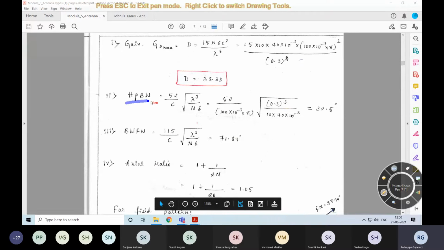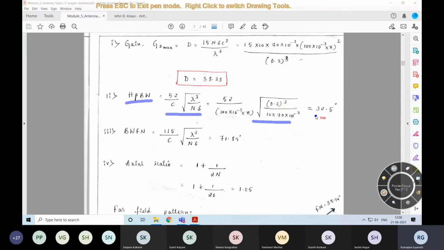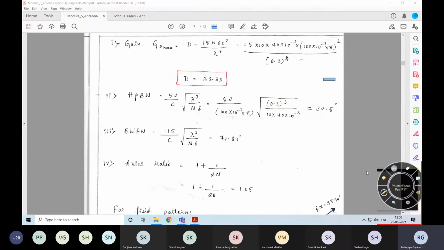So next we have half power beamwidth, which is given by this equation: 52 by C into square root of lambda cube divided by n into S. So when we substitute the parameters, we obtain half power beamwidth, which is around 32.5 degrees. When you're measuring this value, if you're using the SI units for all, first you will be getting the value in terms of radians, and if you want to convert that radian into degree, you obtain the value.